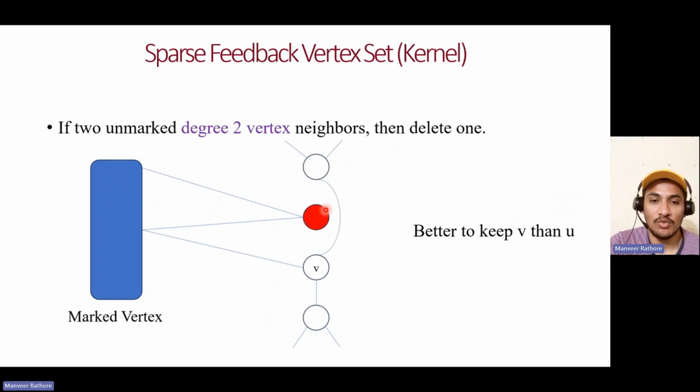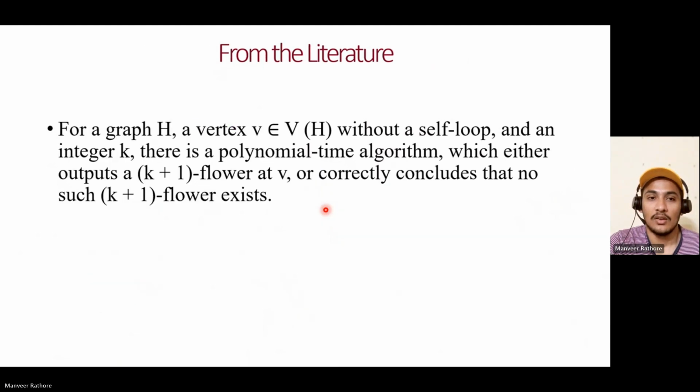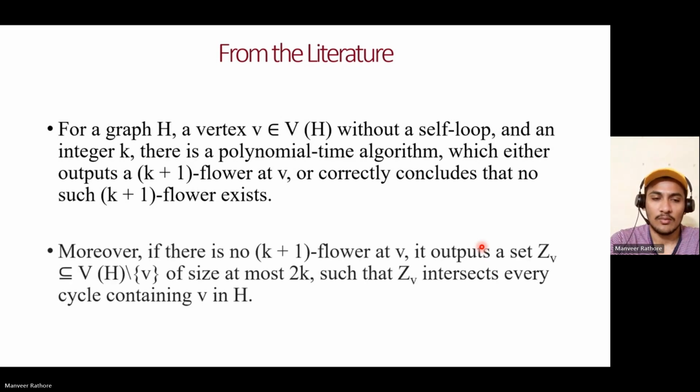So we remove all the edges between u and its unmarked neighbors and connect its other neighbor with v. Now, from the literature, we know that for a graph H, a vertex v belonging to VH without a self loop, and an integer k, there is a polynomial time algorithm which either outputs a k plus 1 flower at v or correctly concludes that no such k plus 1 flower exists. Moreover, if there is no k plus 1 flower at v, it outputs a set ZV, a subset of VH minus v of size at most 2k, such that ZV intersects every cycle containing v in H.